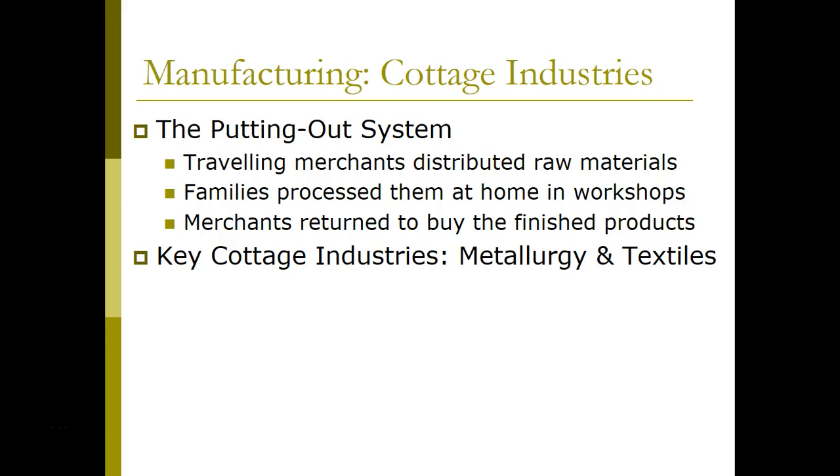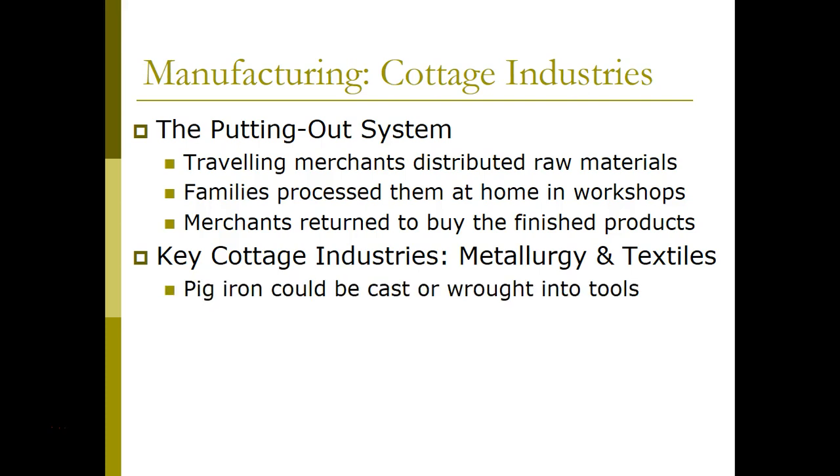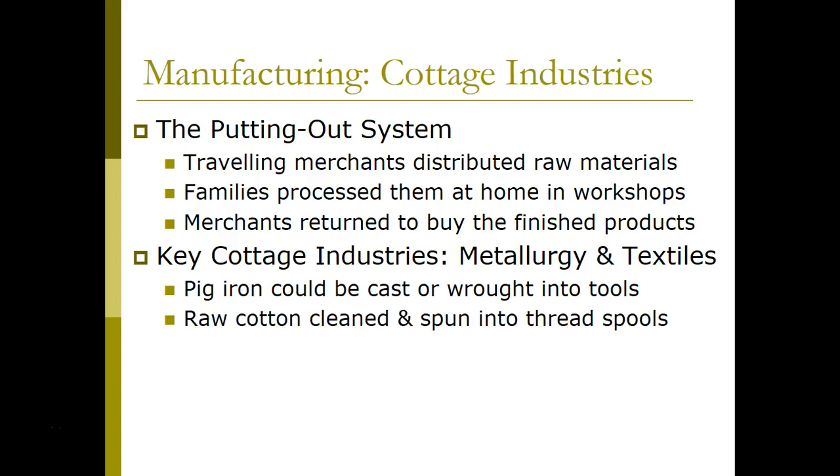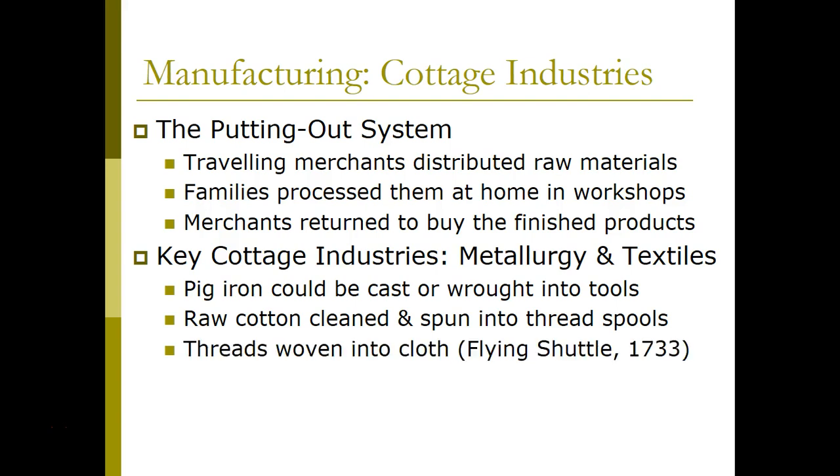As I mentioned, two of those key cottage industries were metallurgy and textiles. Pig iron, as I mentioned, could be worked and then turned into a kind of iron that you could turn into tools. Cotton became thread. The thread would then become cloth. A key invention here is something known as the flying shuttle, which is a machine, but it's a people-powered machine early on in 1733 that made it easier to actually weave the threads into cloth.